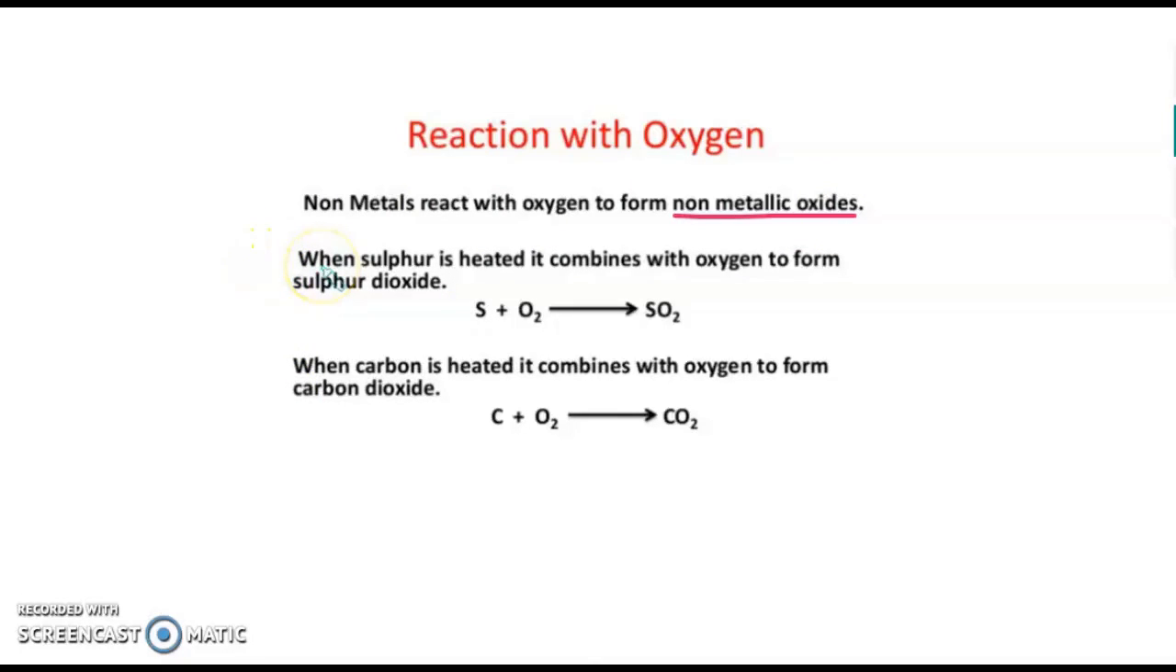When sulfur is heated, it combines with oxygen to form sulfur dioxide. As there are two oxygen atoms, that's why it's named sulfur dioxide. When carbon is heated, it combines with oxygen to form carbon dioxide. So this is carbon, this is sulfur, these are non-metals. They react with oxygen to give you non-metallic oxides, that is sulfur dioxide and carbon dioxide.